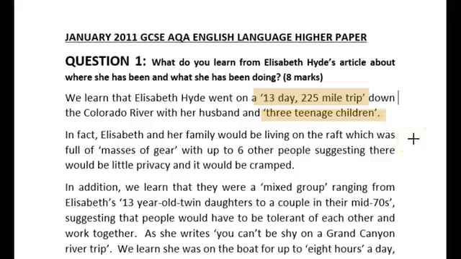Notice the quotes from the text are embedded in the speech marks or quotation marks. In fact, discourse marker, Elizabeth and her family would be living on the raft, which was full of masses of gear with up to 6 other people, suggesting, and that is inference, there would be little privacy and it would be cramped.